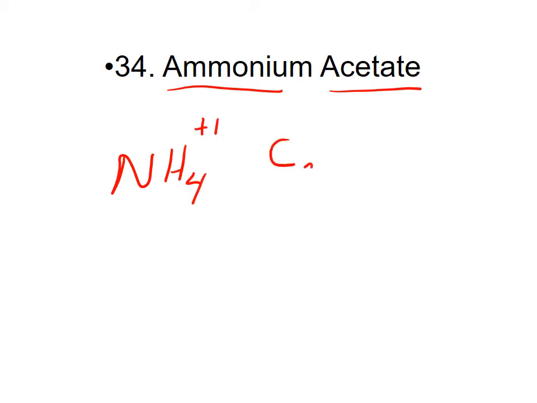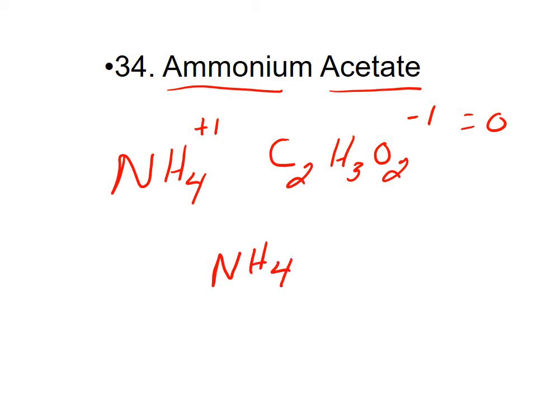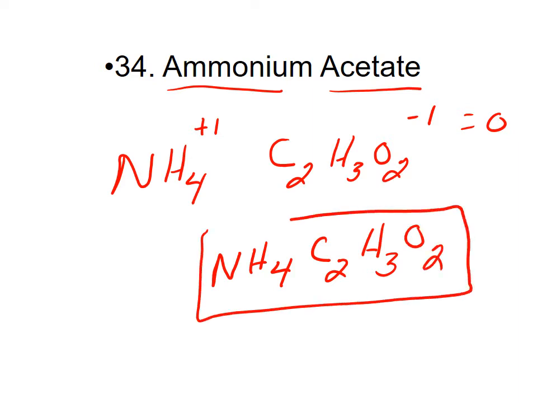For ammonium acetate, these are both polyatomics. So ammonium is NH4 +1. Acetate is C2H3O2 -1. So we got +1 -1. Add to 0, so we just put them together. So it'd be NH4 C2H3O2. Long one. Ammonium acetate.